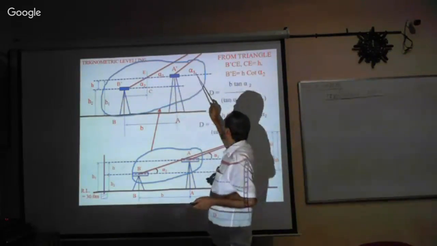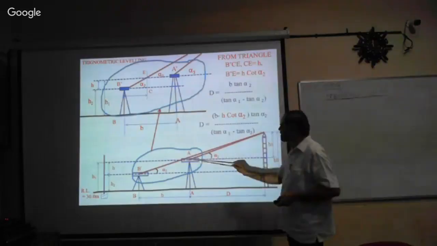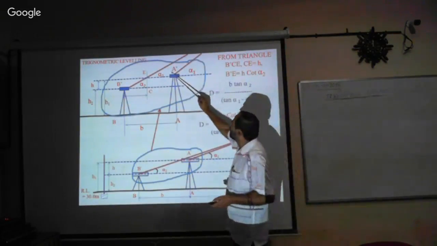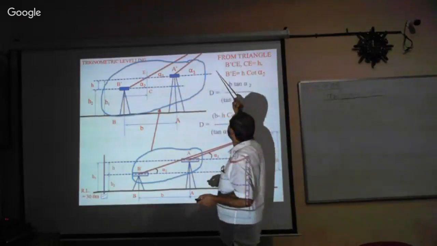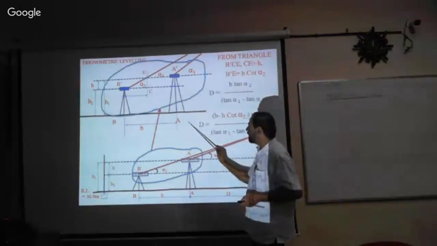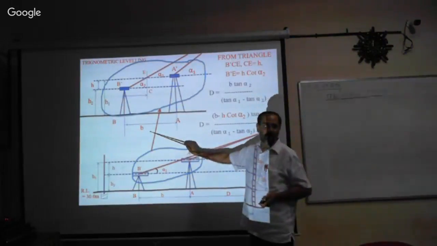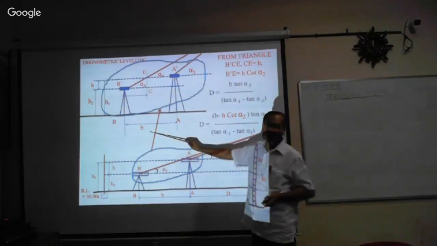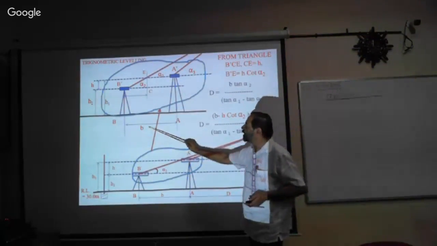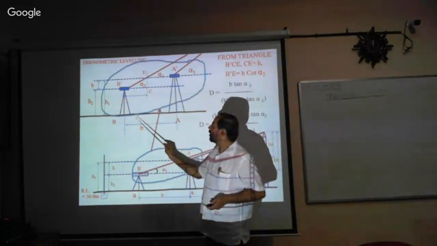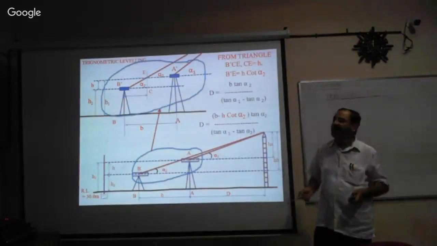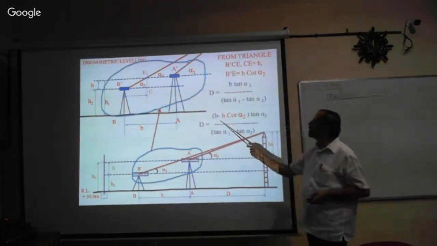Therefore, now consider this triangle. Earlier we have considered this triangle, H1. Now to consider this triangle, H1 becomes how much now? D plus B. Now B becomes how much? B is reduced, isn't it? The B length is reduced by how much?